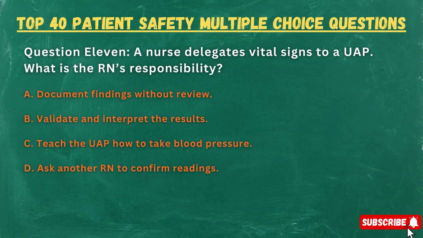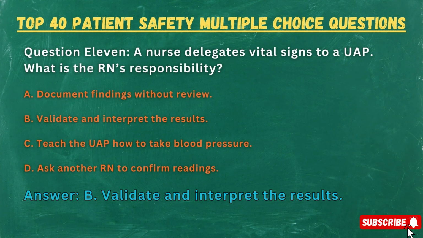Question 11. A nurse delegates vital signs to a UAP. What is the RN's responsibility? A. Document findings without review. B. Validate and interpret the results. C. Teach the UAP how to take blood pressure. D. Ask another RN to confirm readings. Answer. B. Validate and interpret the results.